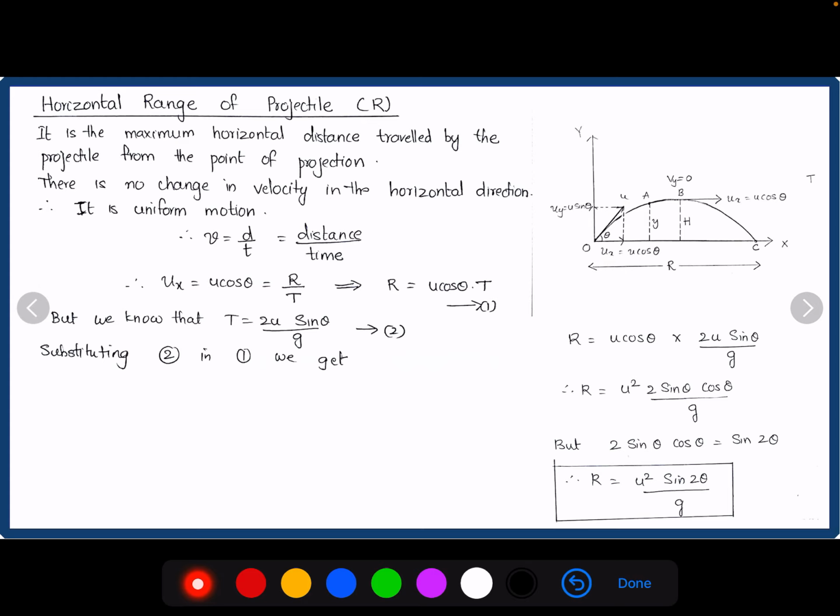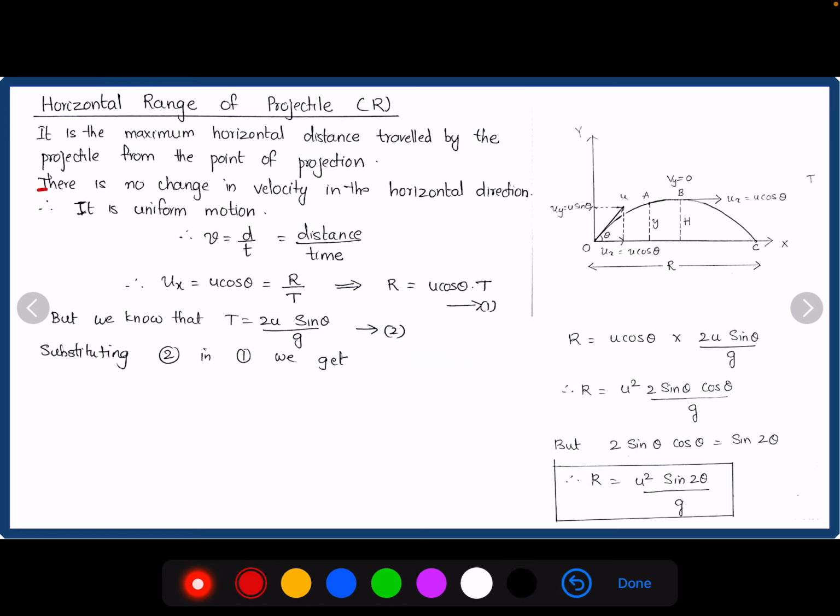Next, let us move on to the last derivation: the horizontal range of projectile. The horizontal range of projectile, that is from here to here, O to C, is called the horizontal range of projectile. From the origin to the point C, it is the maximum distance it travelled. That's called the horizontal distance.